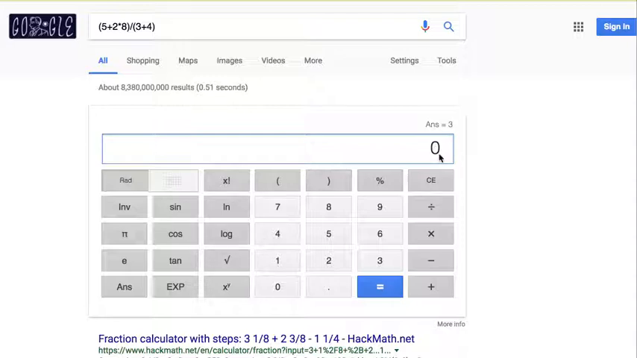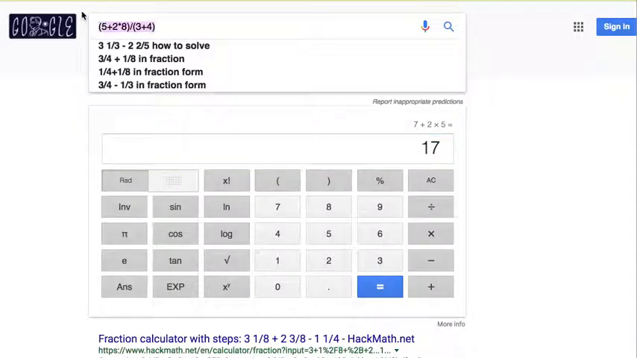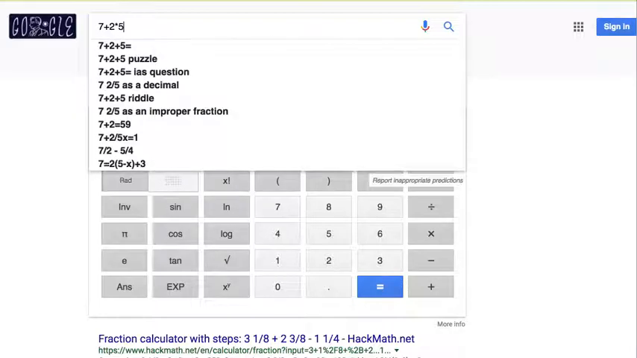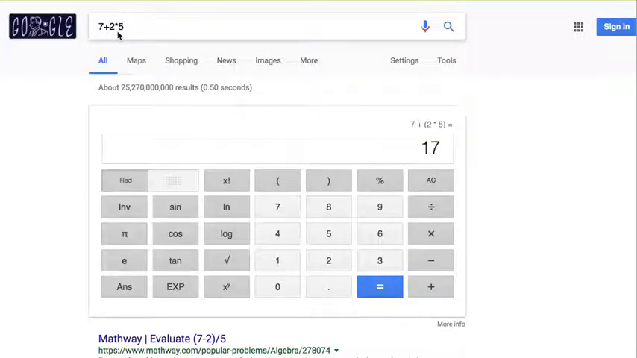If I do 7 plus 2 times 5. Yeah, so if I enter the expression directly into the calculator bar, then it won't put those parentheses in. The way to get those parentheses is to put everything into the Google bar calculator. Okay, then it shows me, by the way, I'm doing the 2 times 5 first.